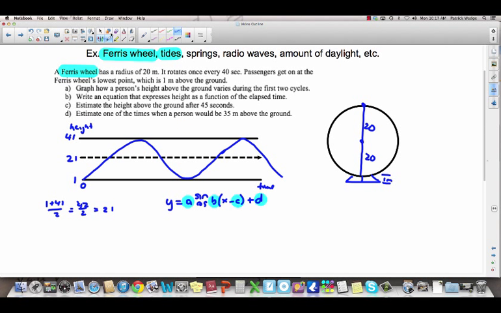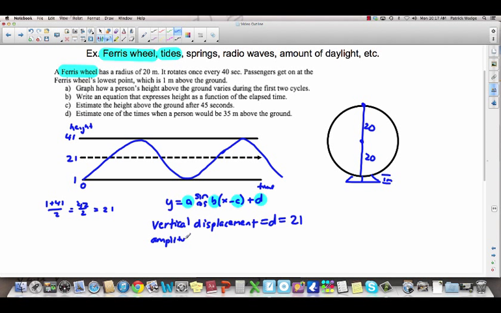Sounds like a lot, but believe it or not, we actually have a lot of that information already. For example, what's the vertical displacement here? If you think back to sine graphs and cosine graphs, where do they usually have their center line? They usually have their center line right along the x-axis. Where does this one have its center line? At 21. So the vertical displacement, which is equal to d, remember, is 21. Finished.